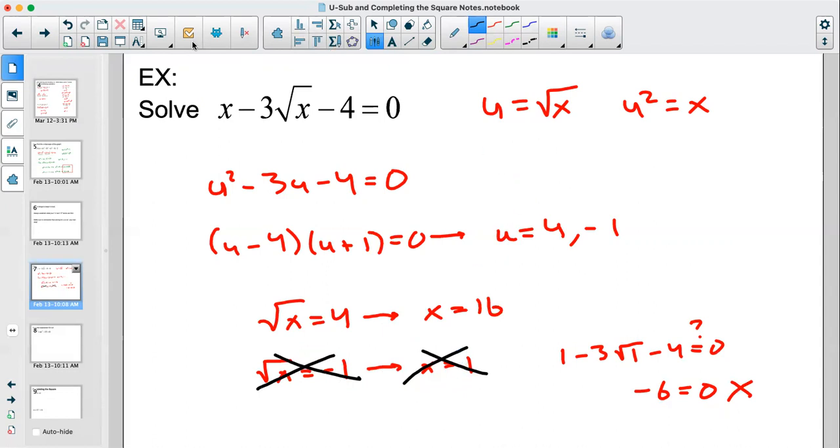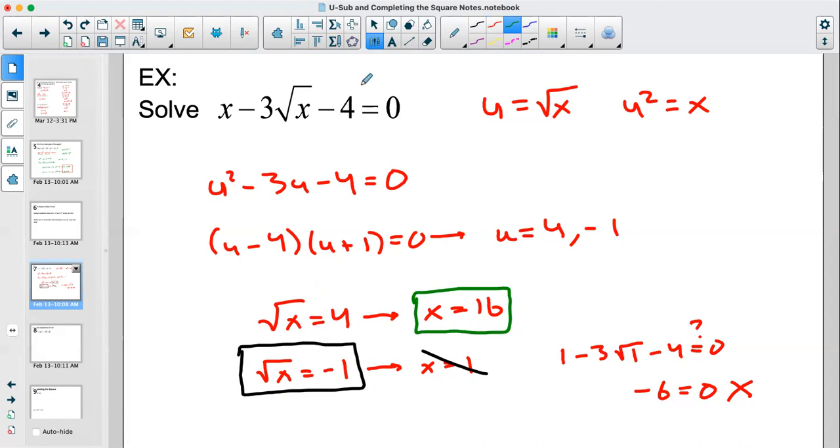And your biggest hint that there's an extraneous solution is this line right here. This is telling you, nope, this is no good. The square root of a number should never be equal to a negative number. If that happens, you've done something wrong. And it turns out, for this one, the only answer that works is x equals 16.